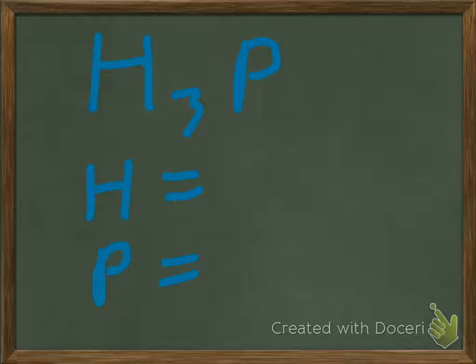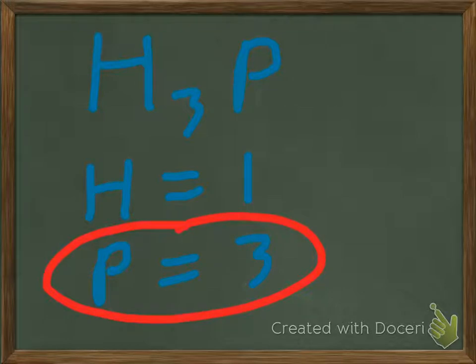Our central atom is always the one that can form the most bonds. So I'm going to take a look at hydrogen. Hydrogen has one valence electron. It needs one more, so it can form a maximum of one bond. Phosphorus has 5 valence electrons, and it needs 3, so therefore it can form a possible 3 bonds. So phosphorus is the one that ends up winning out. Phosphorus can form the most bonds, and therefore it's going to be my central atom.